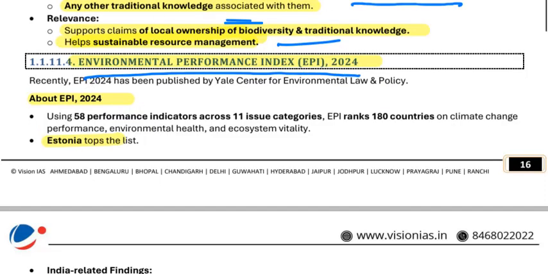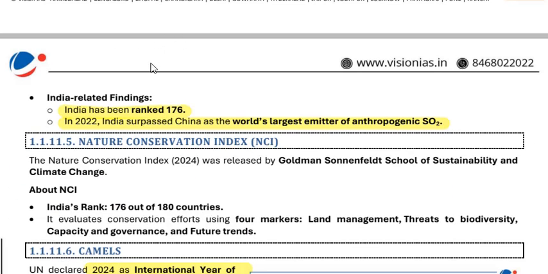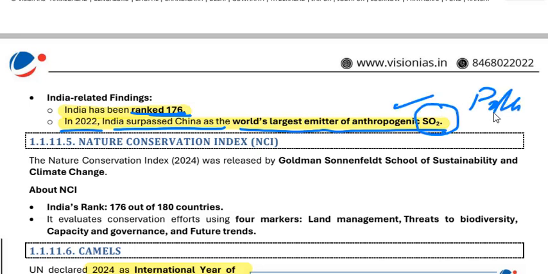Next is the Environmental Performance Index 2024. This is just an index, not very important. Estonia tops the list. India is from the bottom 4. Out of 180 countries, India ranked 176. In 2022, India surpassed China as the world's largest emitter of anthropogenic SO2. So pollution is increasing, and India became the world's largest emitter of sulfur dioxide.